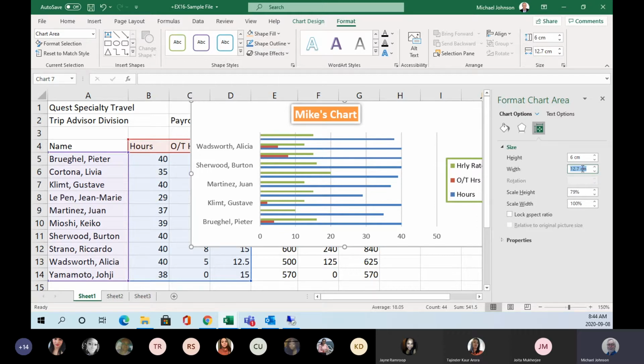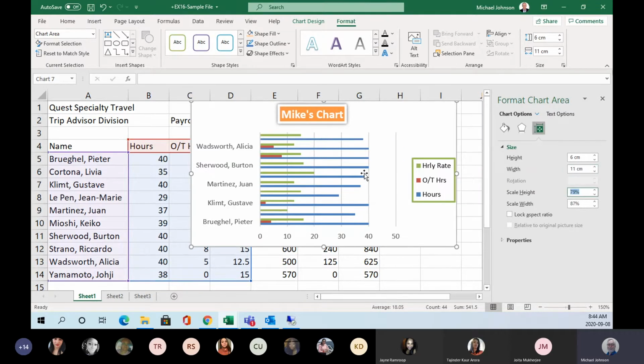Well, what about the width? Well, the width says 12.7. Let's make it 11, and I'll press tab. There you go. So now it's even smaller still. So I can change the size of it. I can lock the aspect ratio so that if I change one value, then both values change, width and height, at the same time. There are other properties here as well.